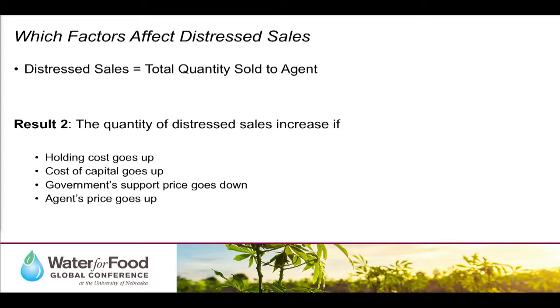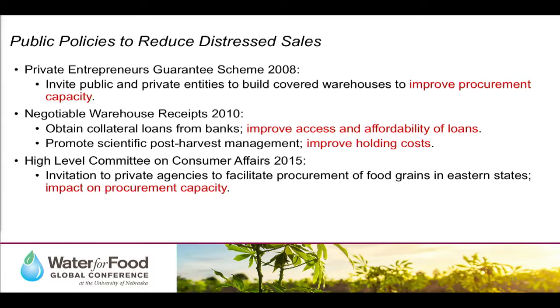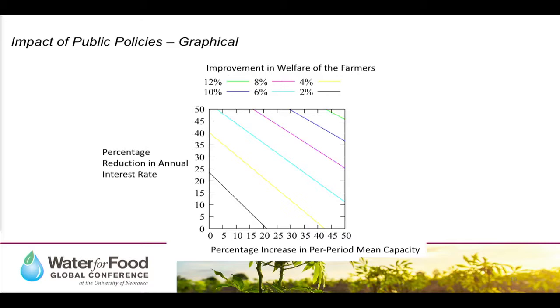The more interesting thing is, given this model, we can now quantify the impact of all these policies. Specifically, if you look at this plot, on the x-axis, we have the percentage increase in the average capacity of the government, and on the y-axis, we have the percentage reduction in the interest rate.